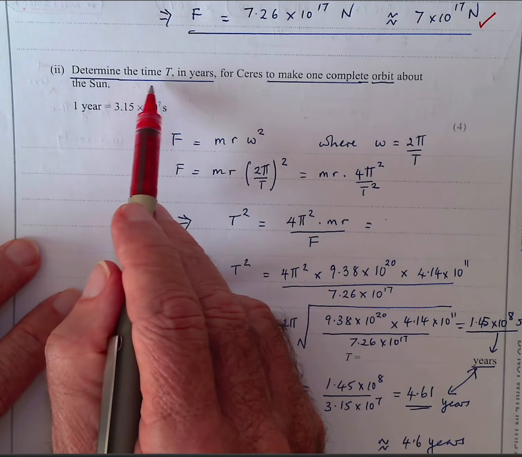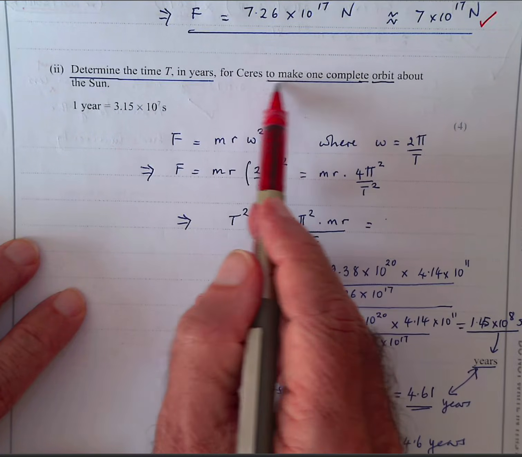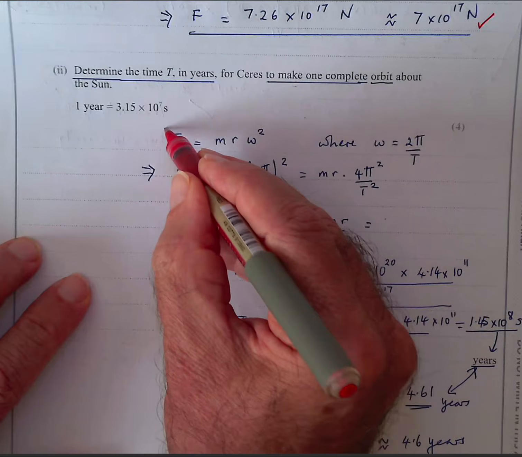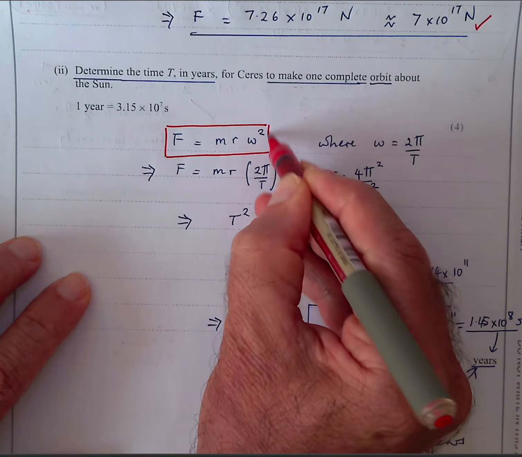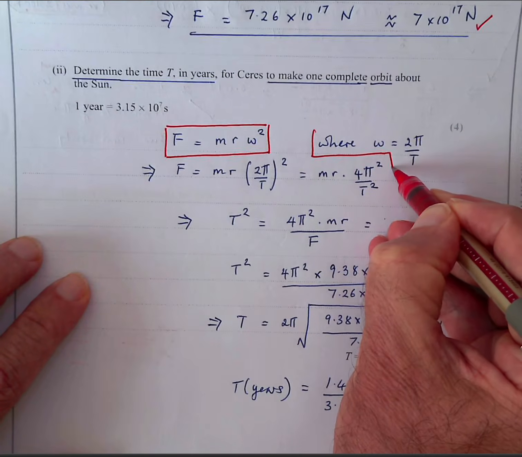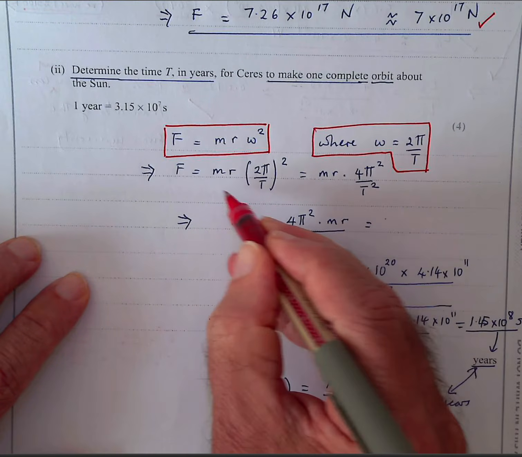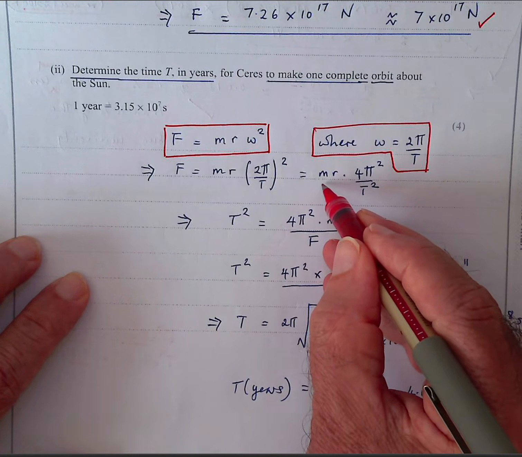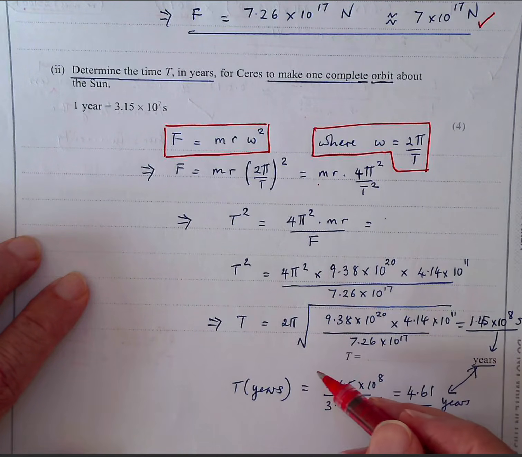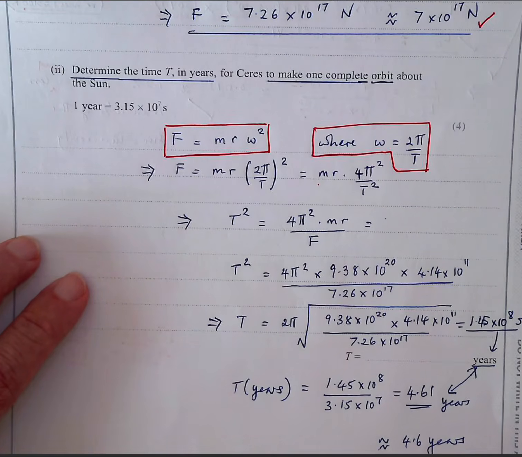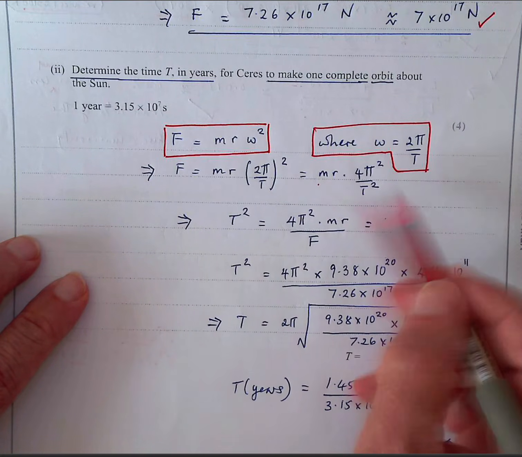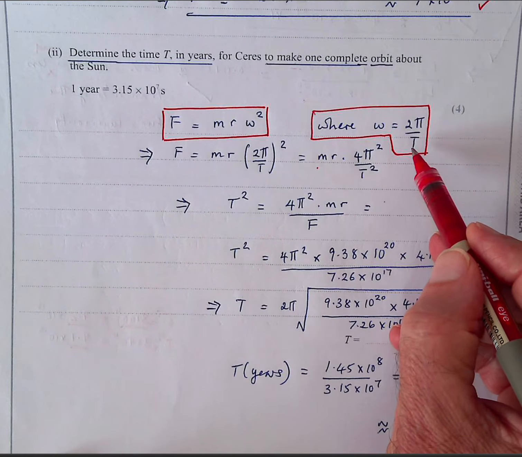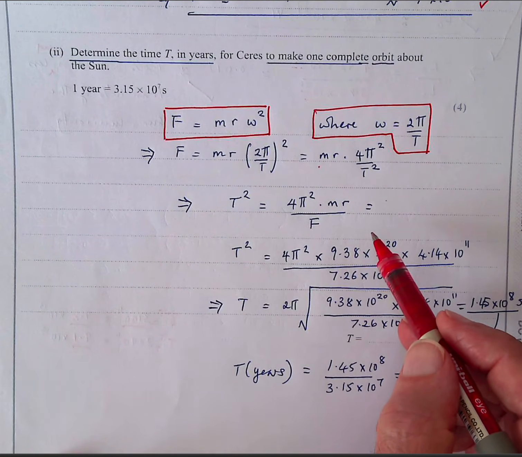Then it wants you to determine the time in years for Ceres to make one complete orbit about the Sun. So this is circular motion. The force that we just calculated must be equal to m r omega squared, where omega equals 2 pi over T. So this is how I did it. I replaced omega squared with 2 pi over T, squared it, and came out with this equation. I'm not sure whether I should have done that or not. I'll show you the mark scheme: they worked out omega and then put in omega squared, which may be a quicker way of doing it. But whichever way you do it, they worked out 2 pi over T and did it their way.